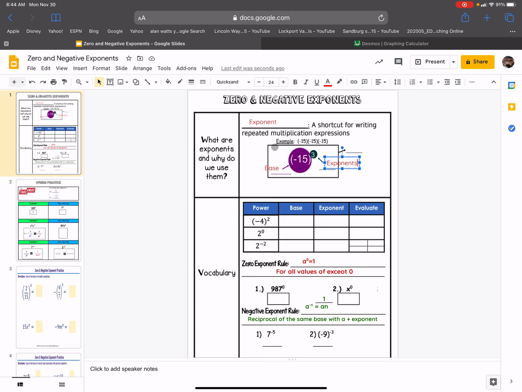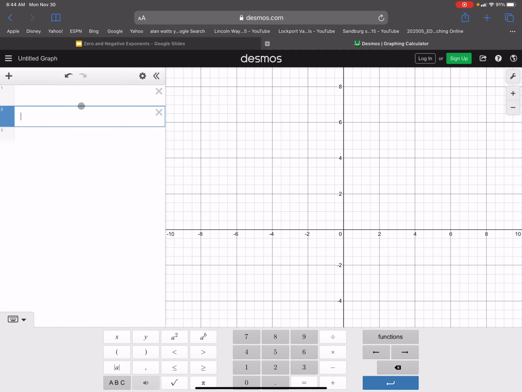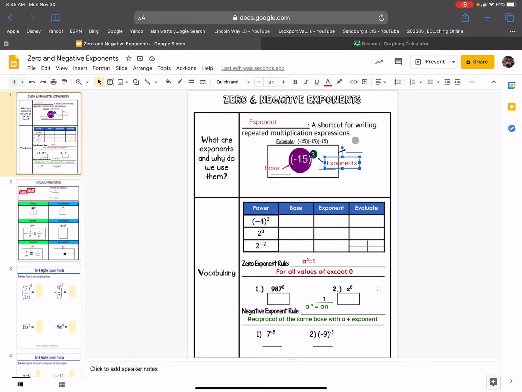And so this is much easier to put into Desmos instead of this. So with parentheses, because parentheses are important, especially when you're talking about negatives, we're going to go ahead and put this into Desmos. And so it would be parentheses negative 15, and then to the third power. And what is negative 15 to the third power? It is negative 3,375, and that would be the answer.